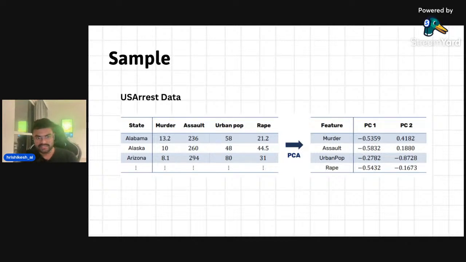which contains, in the research paper, very few features here, like the state. Here you can see Alabama, Alaska, and there are some features of murder, assault, or the population of that area, because it matters a lot, and the rape cases.